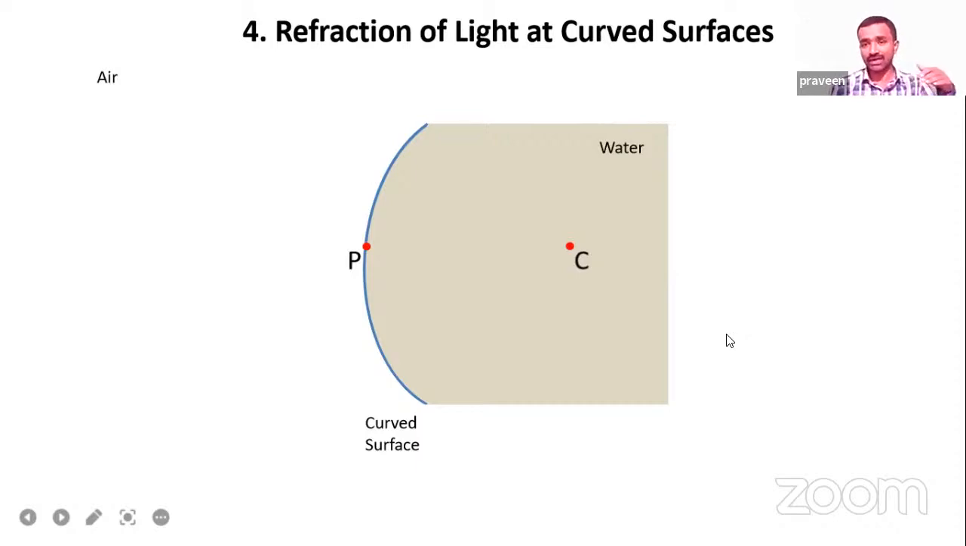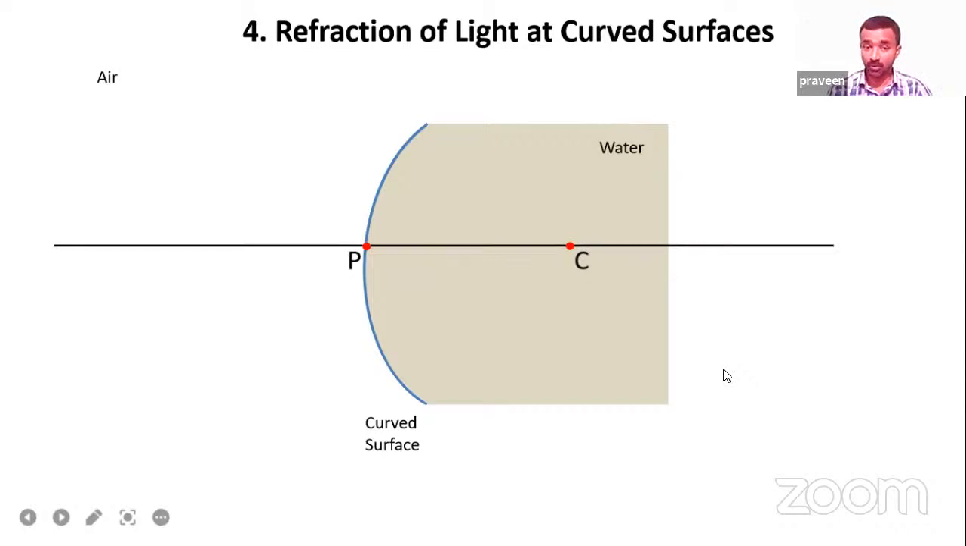Then I'll connect these two points using a straight line. The line which is passing through the pole and the center of curvature. The imaginary line, actually, which is passing through the pole and center of curvature, is now called the principal axis.